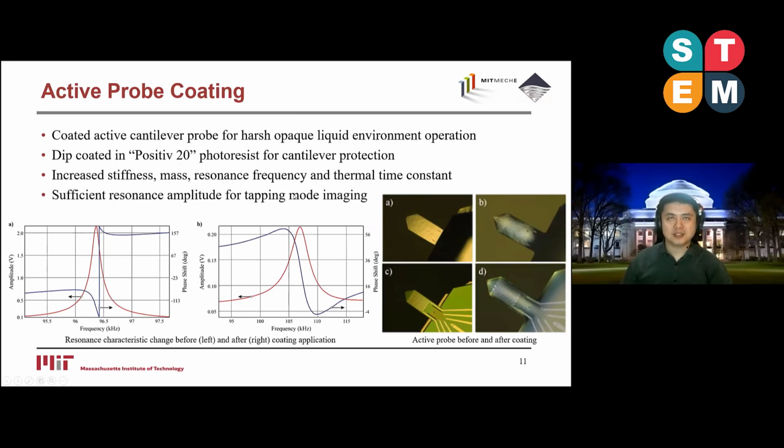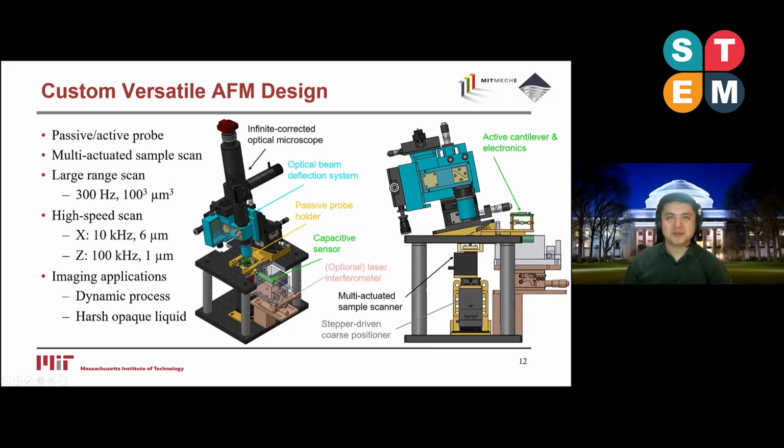To do that, we first need a custom AFM. This is a custom AFM design using a multi-actuation scheme. The system can work with both passive probes, the regular ones for optical beam deflection sensing, as well as the active one we just saw here. It can also do both high-speed local scans as well as a large-range overview of 100 micron cubed. We're not going into the details of the instrumentation since it's not the focus of this talk, but rather to see how this system is used for active probe imaging of opaque liquid.